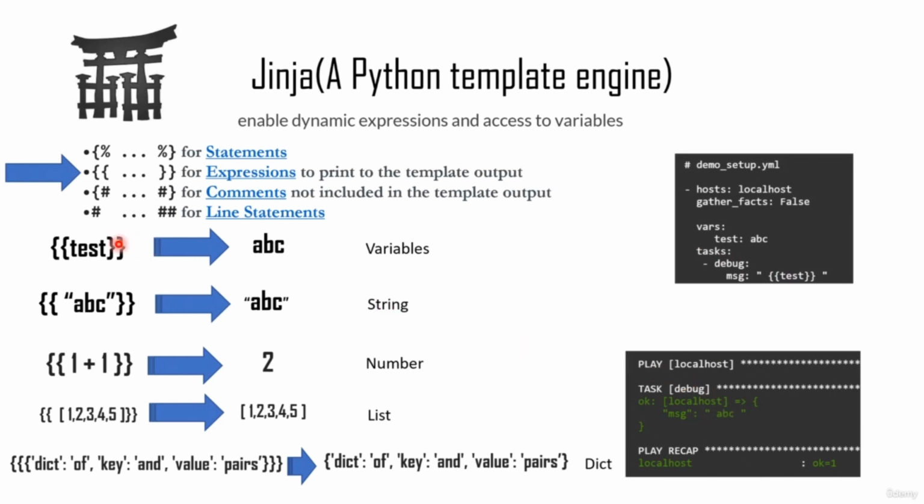So here is how the output of a particular Jinja expression would look based on the input. If the input is a variable, the output is the value of that variable. If the input is a string, the output is the same string again. If it's a number, let's say 1 plus 1, then the output would be 2. And if it's a list or a dictionary, the output would be the list or the dictionary itself. The important thing is, if your Jinja expression has a variable within it, then the output is the value of that variable.